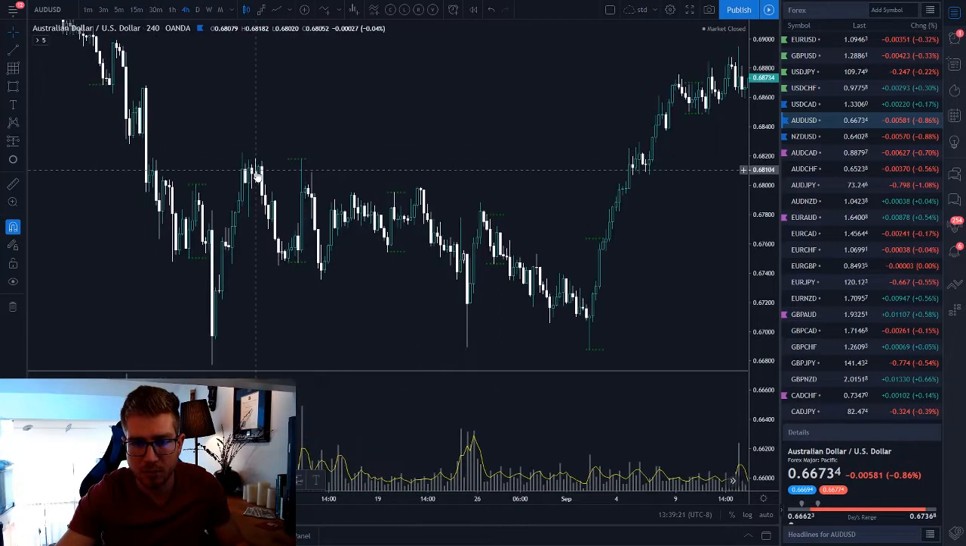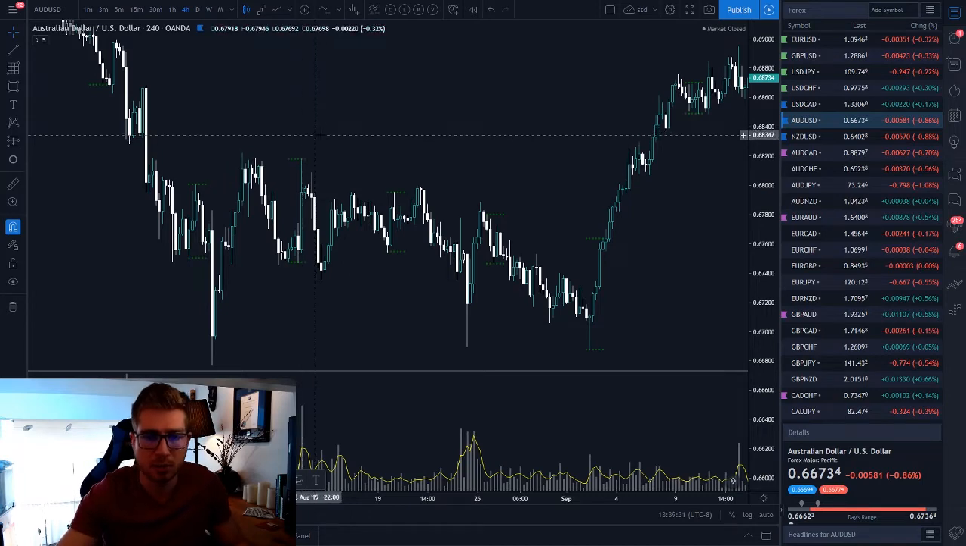So here's an example where this is the level that brought us to the low, for example, and it comes back up and it doesn't actually wick above, or it doesn't actually break up and close above.